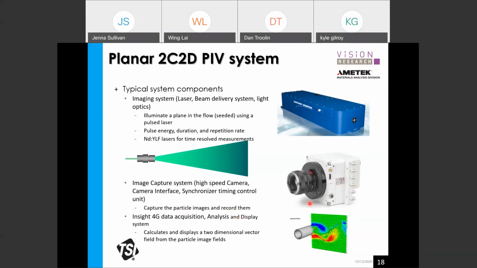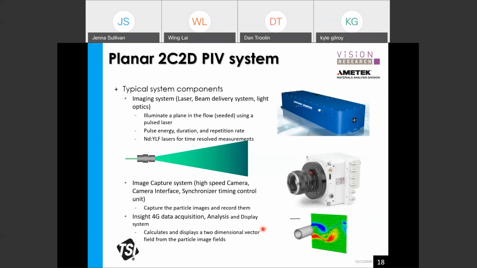Once the data is captured in the camera, it is transferred to the computer, and the computer does the data acquisition, then uses cross correlation techniques to analyze the images to give you a velocity vector field as shown over here. Again, this is a vector field of the flow behind a cylinder showing the positive and negative circulation motions.